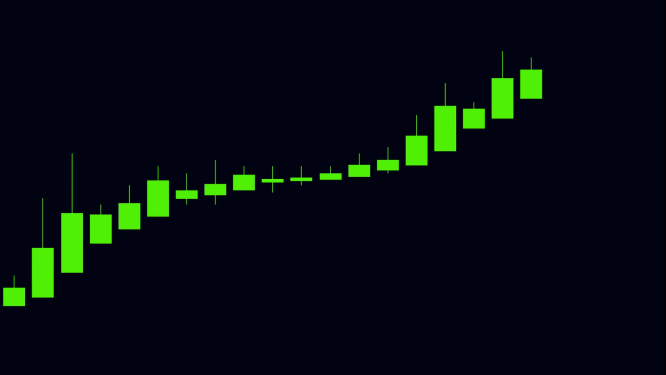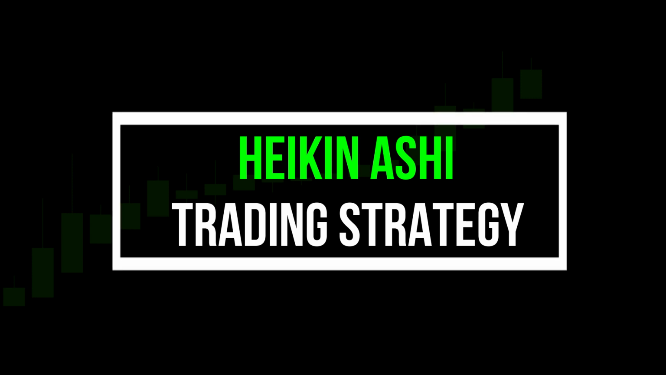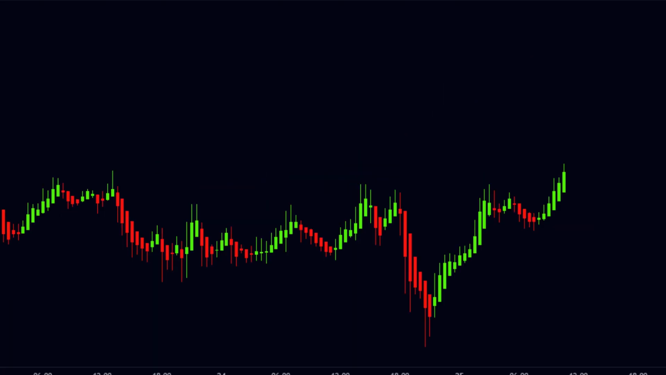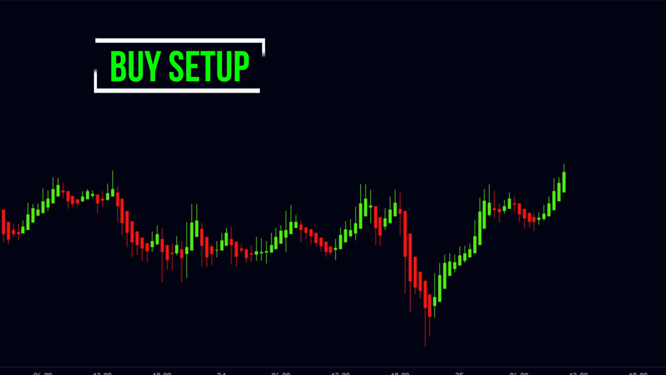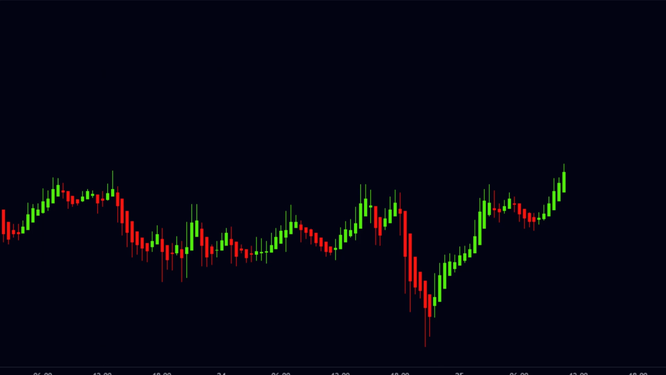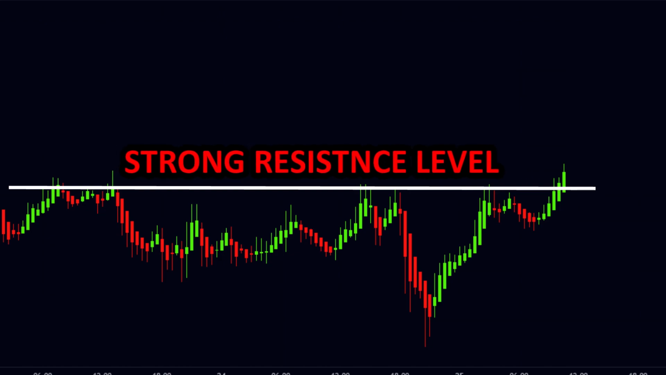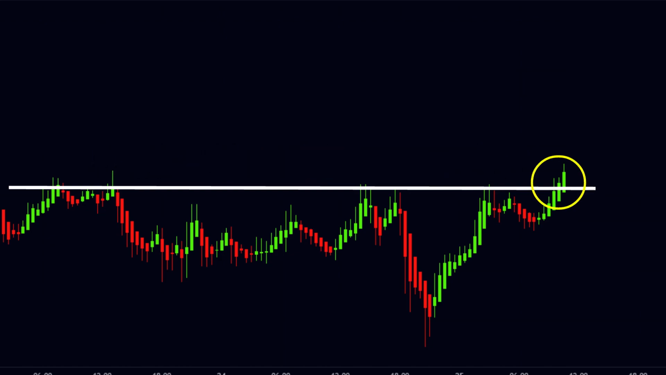So now let us understand a Heikin Ashi trading strategy. In our strategy, we will use the Heikin Ashi with support and resistance levels. First, we see an example for the buy setup. Here, we have the Heikin Ashi chart of a stock. Our first step is to find a strong support or resistance level. You can notice that, at this level, the price has taken resistance some times, so this is our strong resistance level. But here the price breaks out of this resistance level.